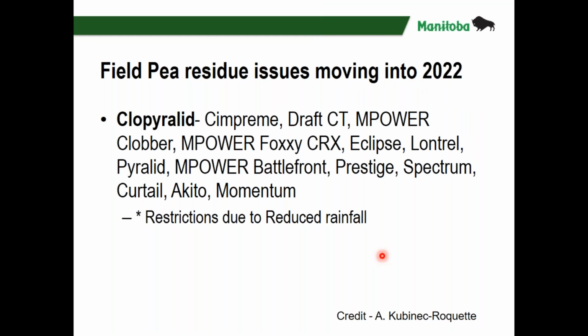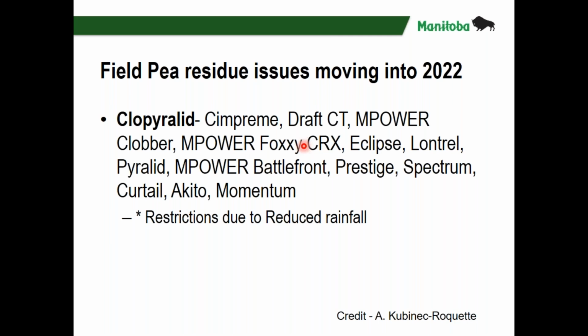Some of the residue issues, I'd like to thank Anastasia Kubanek from Roquette. She kind of summarized these. She presented this at MAC, so I thought I would use her slides in this presentation. Field pea residue issues moving into 2022. So here is the list of products that you need to be concerned with. If you used these products last year on your cereal grains or any of your fields where you plan on putting peas, I would not this year because you could end up with some problems.